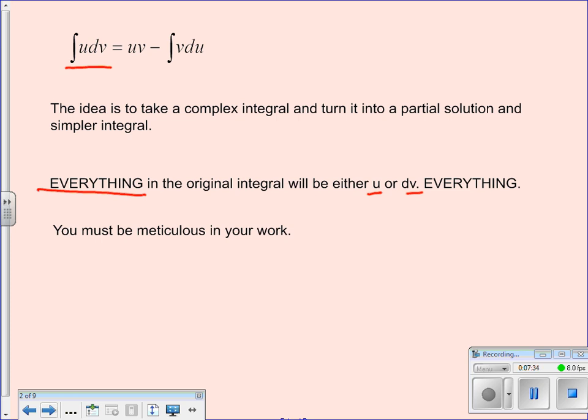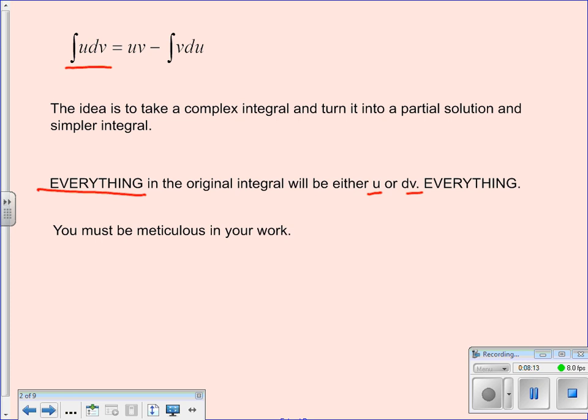And here's the other thing. You absolutely have to be meticulous in your work. You cannot be sloppy. You cannot be careless. There's too much going on. It is way too easy to get lost. You need to state and show every silly little thing, because you can get lost like that. When you get lost, you're screwed. You absolutely must be meticulous in your work.